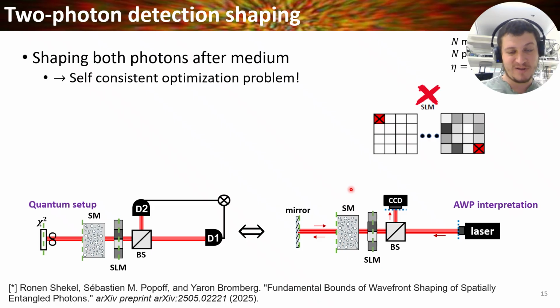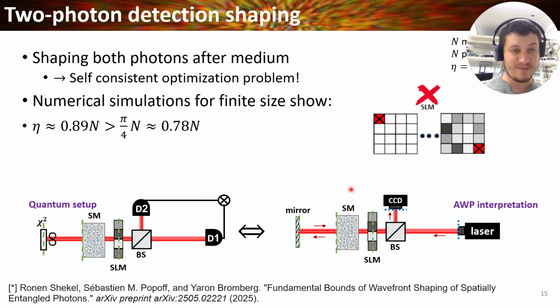However, for a finite size, we can still search for good phases. And numerical simulations show that we are able to get an enhancement which is actually better than the classical enhancement. You get a 0.89. We don't have some physical intuition for this number, but it's better than pi over 4. And what we can say is that even though this turns out to be a harder optimization problem, it is worth it because we get a better enhancement. Of course, this depends on the exact system parameters.